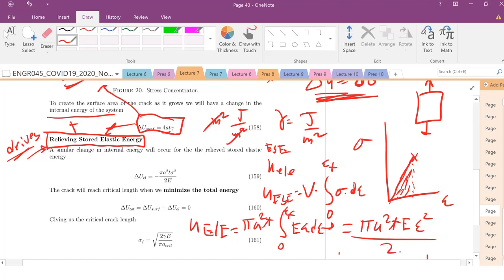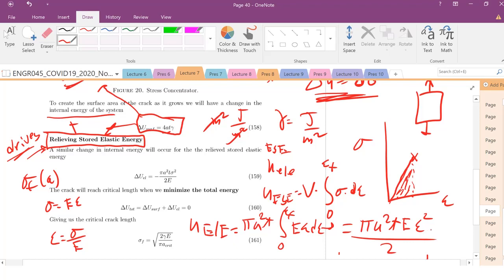And I could also rewrite this in terms of, again, because the whole thing we're trying to get at is sigma f as a function of a. So I'm going to replace epsilon now. We know that epsilon, again from our Hooke's law, is equal to sigma over E. So I'm going to replace that in here.